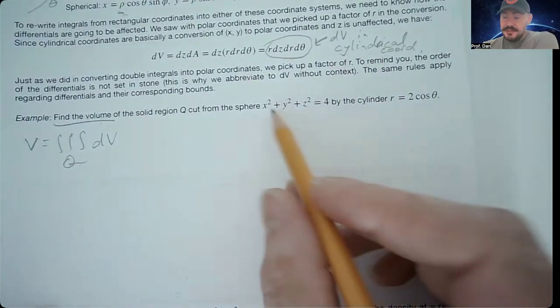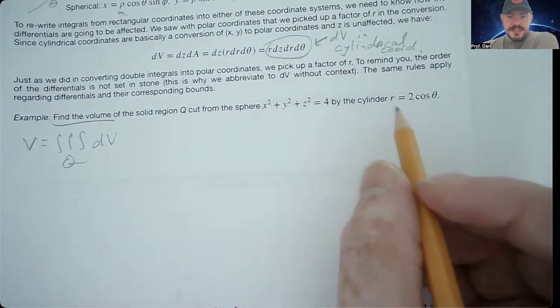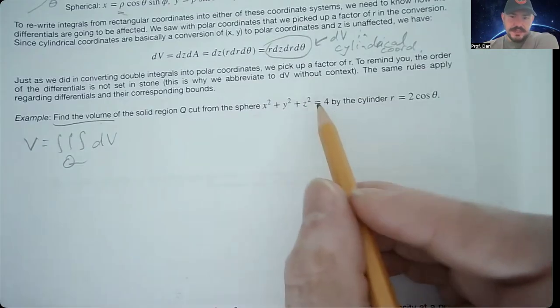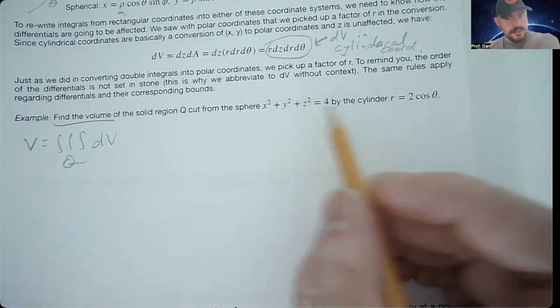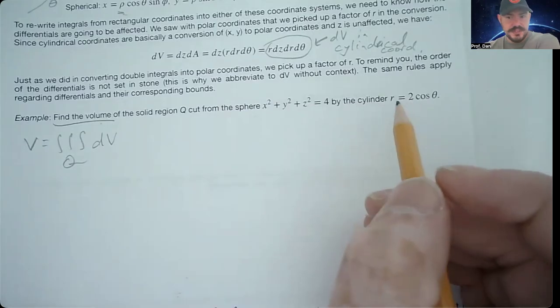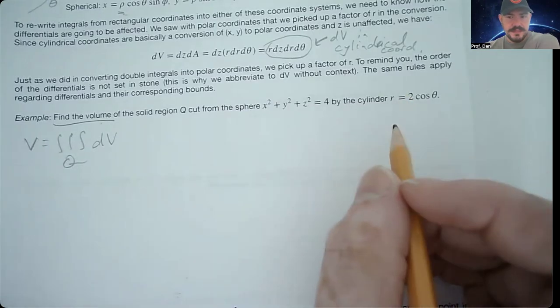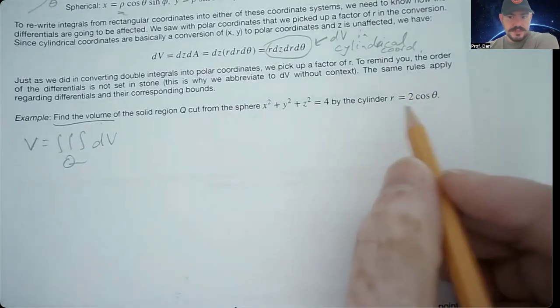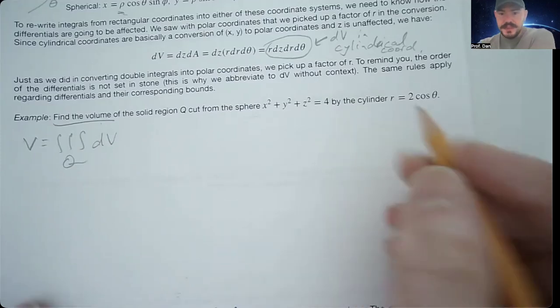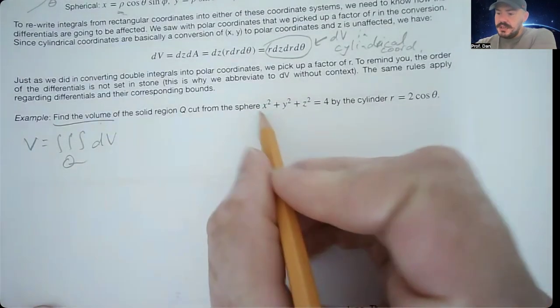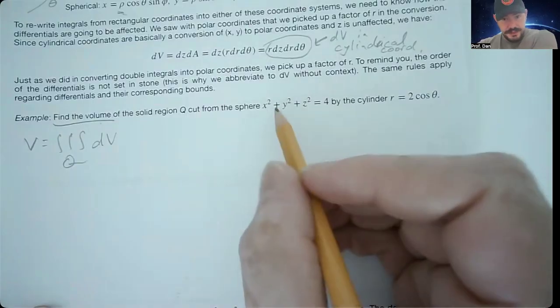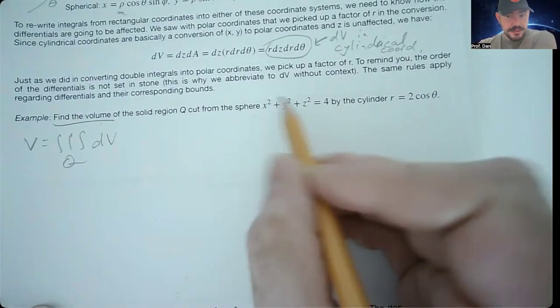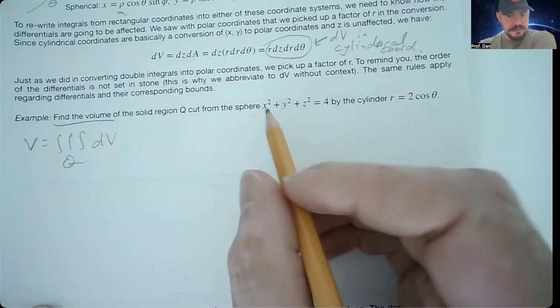Another thing I want to point out before I write anything else down is that this equation of a sphere is given to us in rectangular coordinates. The cylinder is already given to us in technically cylindrical coordinates, right? But it looks like a polar equation. So it would be in my best interest to convert my rectangular equation to a cylindrical one, right?